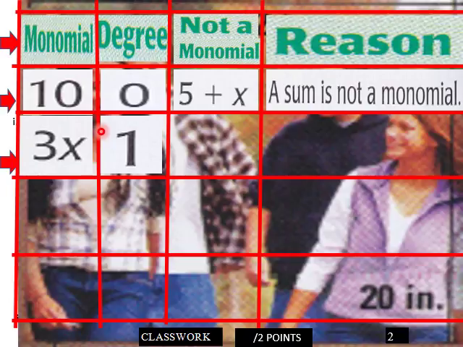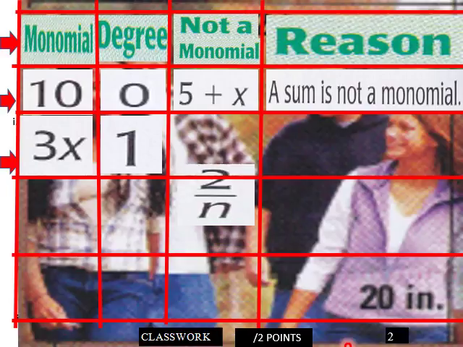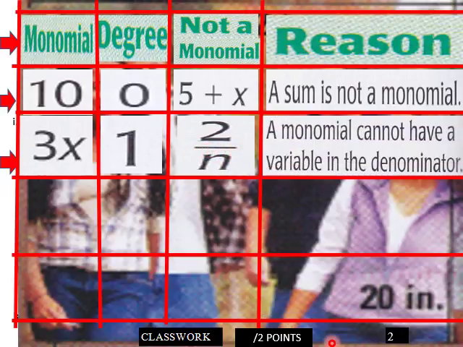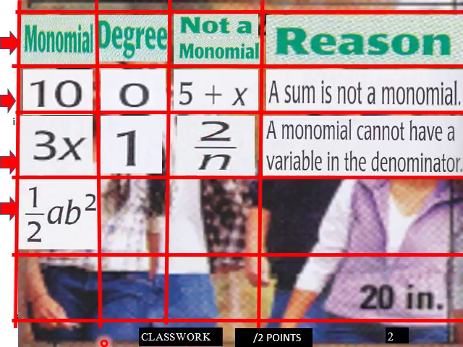Monomial, degree 1, so we have an implied degree here of 1 on the variable here. Two over n is not a monomial. So we have this fraction bar here. A monomial cannot have a variable in the denominator. So the variable here in the denominator makes it a non-monomial.